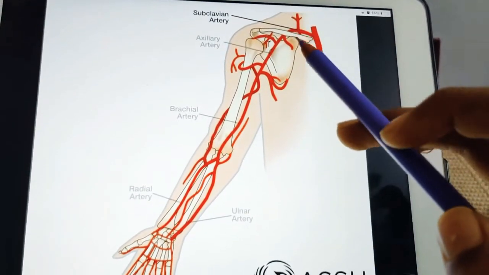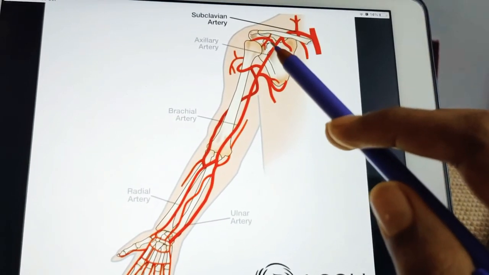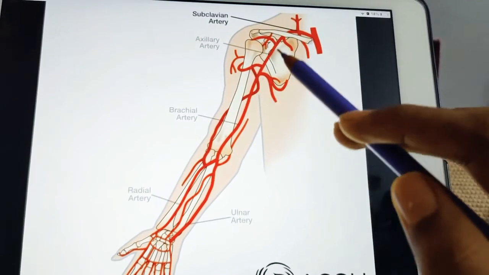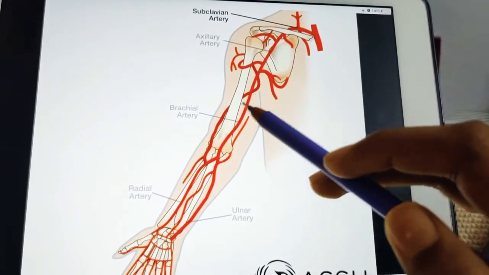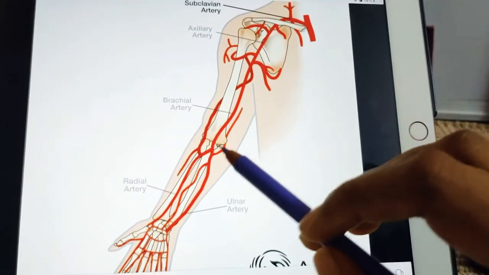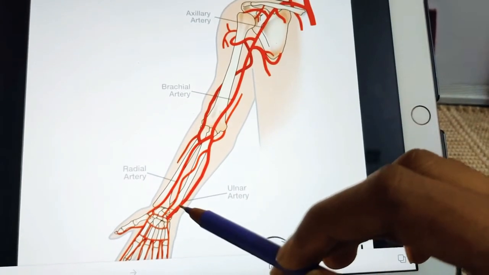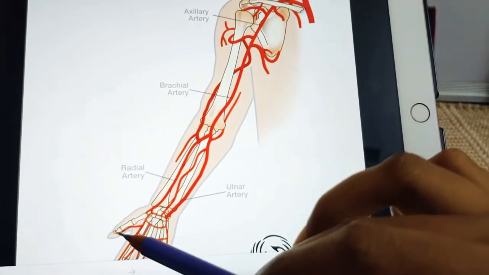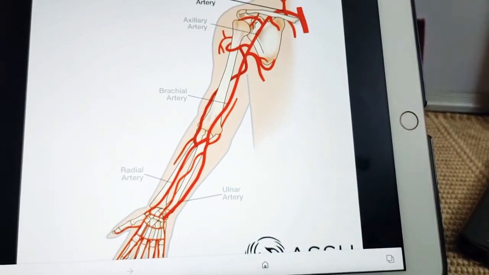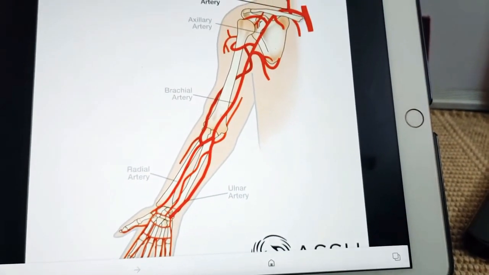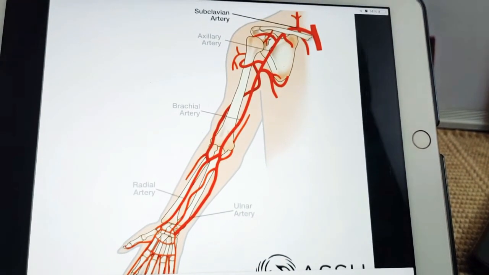For example, the subclavian artery is around the clavicle, so it's called subclavian artery. The axillary artery, as it's in the axillary region, is called axillary artery. And the brachial artery, as it is in the arm region, is called brachial artery. Next, this brachial artery in turn divides into the radial artery and ulnar artery, because on the ulnar side is the ulnar bone, so ulnar artery. On the radial side, the thumb side, is the radial bone, so radial artery. Just according to the location the artery name is changing, but the artery is the same, which is starting from the subclavian part, you can see here.